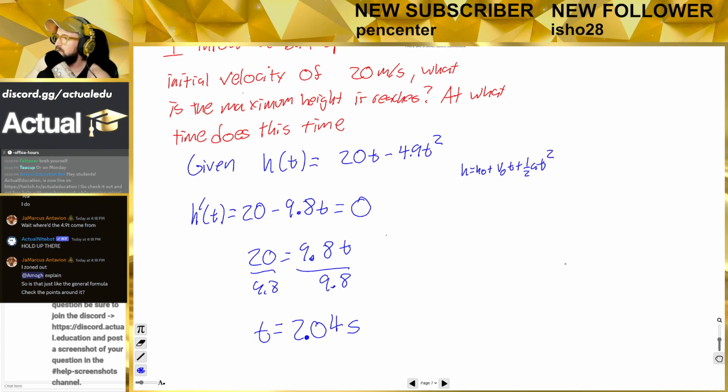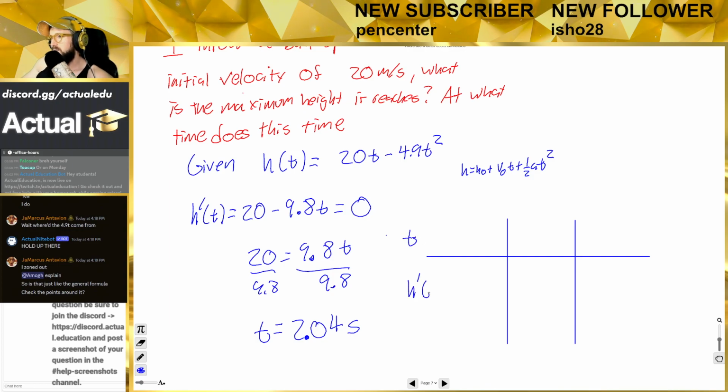So yeah, there's two ways to do this. You can take the derivative again. You totally can. You can also create a table here where you say, for instance, this is t, and then this is h prime of t. So we know at 2 seconds, h prime of t is 0. And then what you do is you check what the derivative is to the left of it and to the right of it.